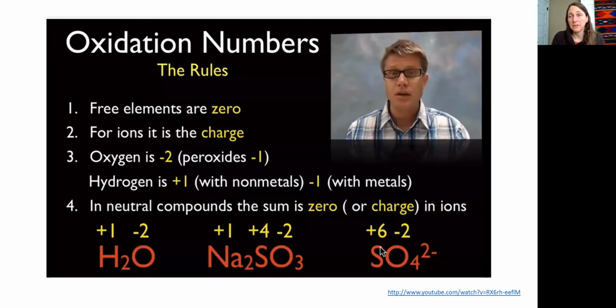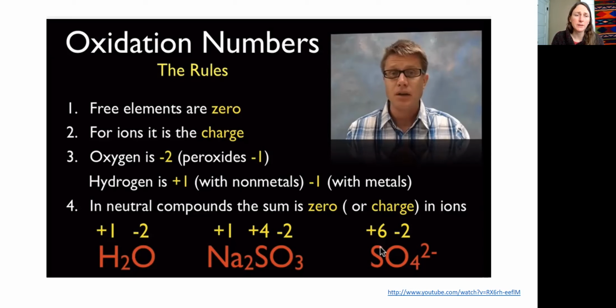There are some really great videos out there on oxidation reduction, and I'm not a chemist, so I don't really want to be the one teaching you this stuff, but I'll give you some of the rules about oxidation numbers. Free elements are 0. Ions have oxidation numbers equal to their charge. Oxygen is always -2. Peroxides are -1. Hydrogen is +1 when it's connected with nonmetals, or -1 when it's connected with metals. In neutral compounds with no charge, the sum is 0. If they have a charge, like an ion, then the sum will be whatever the charge is.